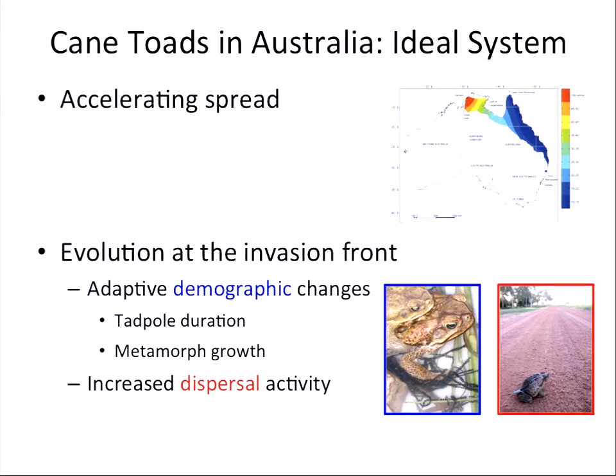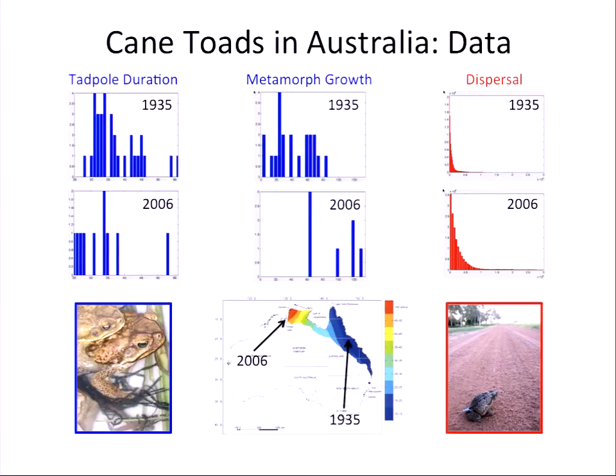And then the other key feature of cane toads, which is why I bothered to study them, is that there's evidence of evolution at the invasion front in both demographic and dispersal characters. So there's shorter duration in the tadpole stage and higher metamorph growth, which both increase reproduction and survival. And then there's also increased dispersal, which they established by, I don't know if you can see it, this cane toad has a little belt on it, and they can track its movement over a number of days. So between the accelerating spread and evolution at the invasion front, this has all the right ingredients for trying to tease apart the effects of demographic and dispersal evolution on spread.